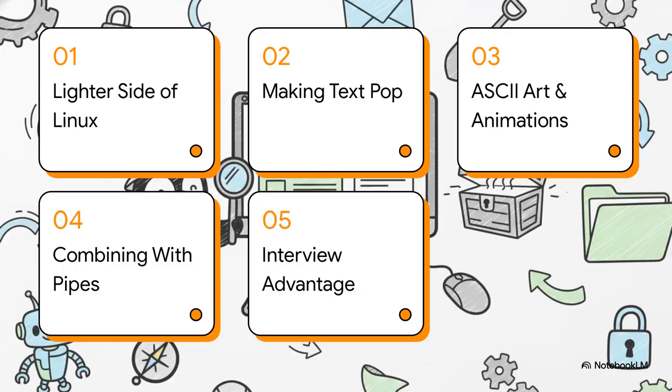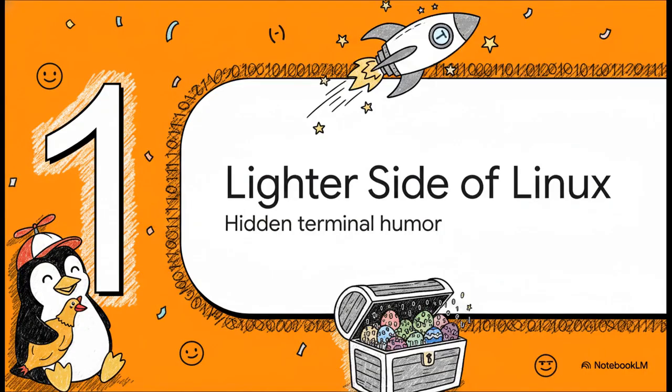Here is our roadmap for today. We've got the lighter side of Linux, making terminal text pop, ASCII art and animations, combining commands with pipes, and finally we'll wrap up with this secret interview advantage. Let's get going. Section 1 is all about the lighter side of Linux.